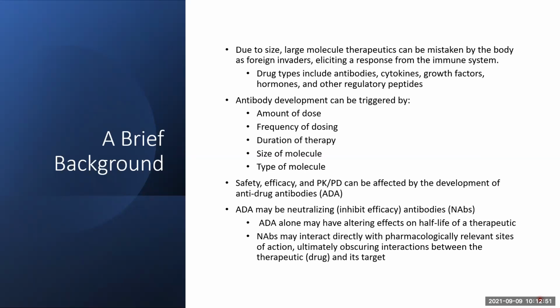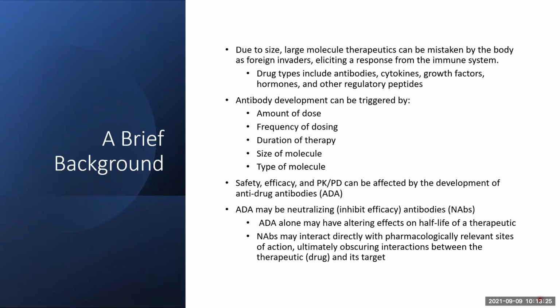So the antibody development can be triggered by the amount of dose. If we dose at a lower amount, sometimes we can prevent an antibody response from being created, versus if we dose at a higher amount. Sometimes it's the lower amount of dosing that initiates the response. So a lot of these can go both ways in driving whether or not we elicit an immunogenic response. Frequency of dosing also can trigger that, as can the duration of therapy, so short-term therapy versus very long chronic therapy.